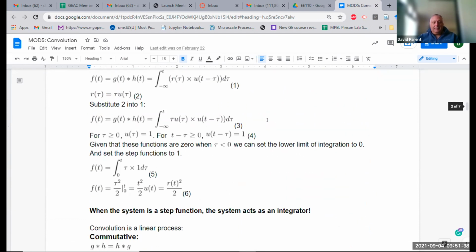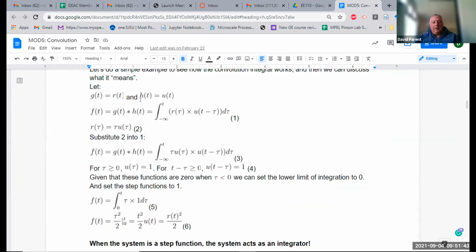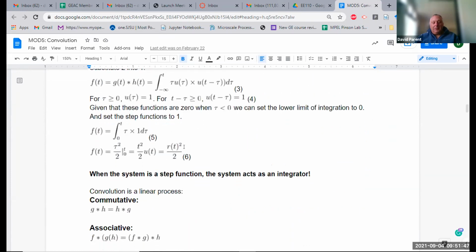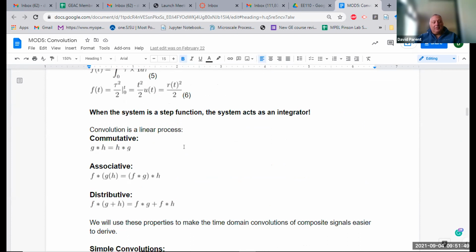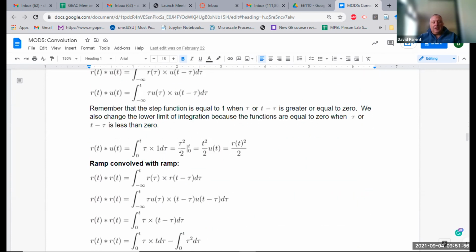I go through everything I wrote again, with more details, but again just simple steps and ramps and things like that. And again, I'm just doing simple convolutions.